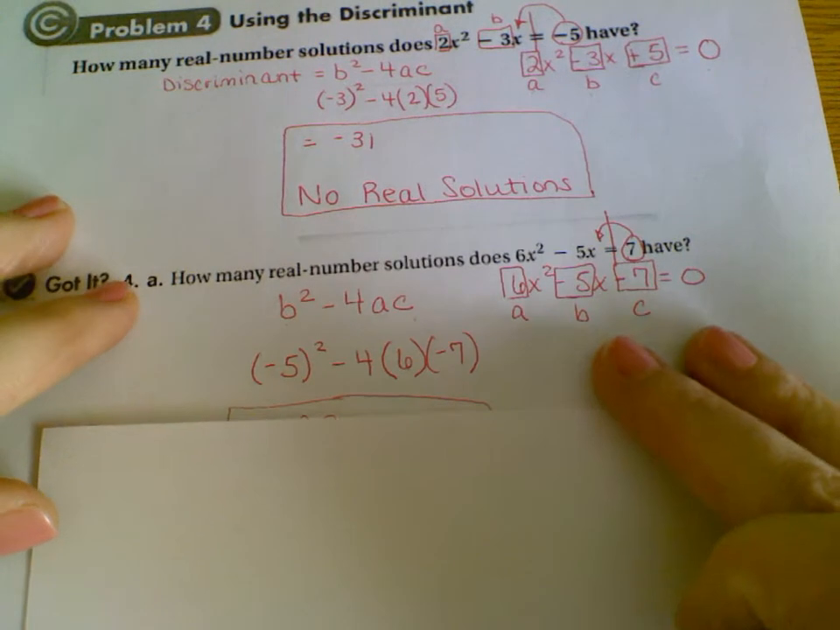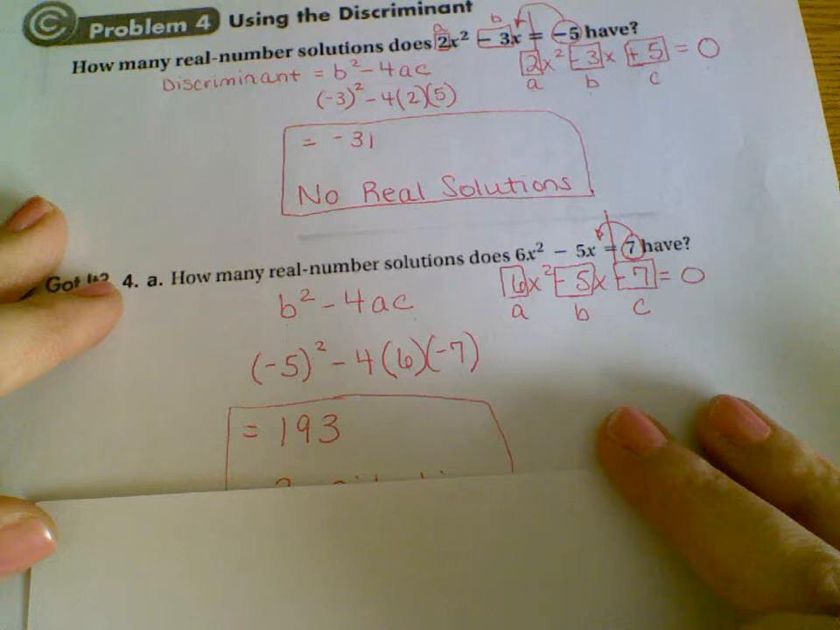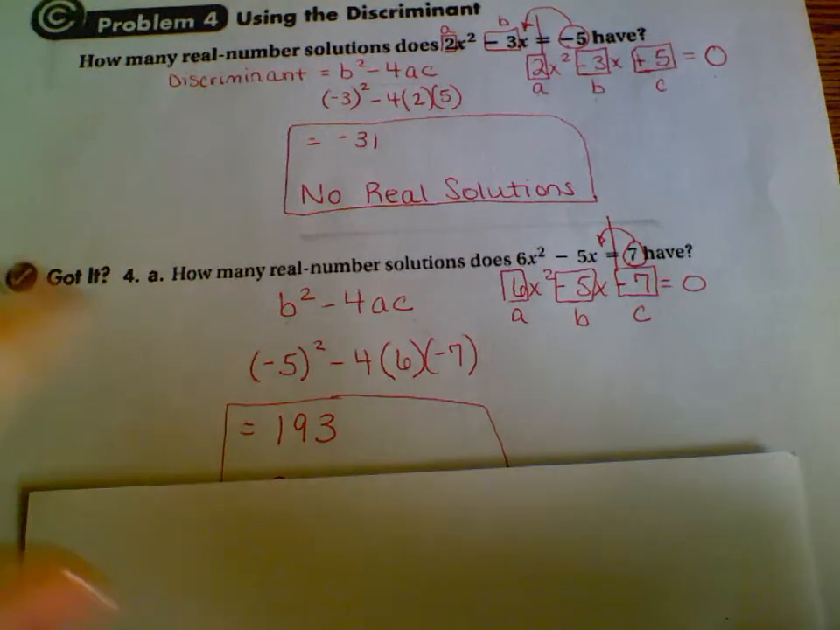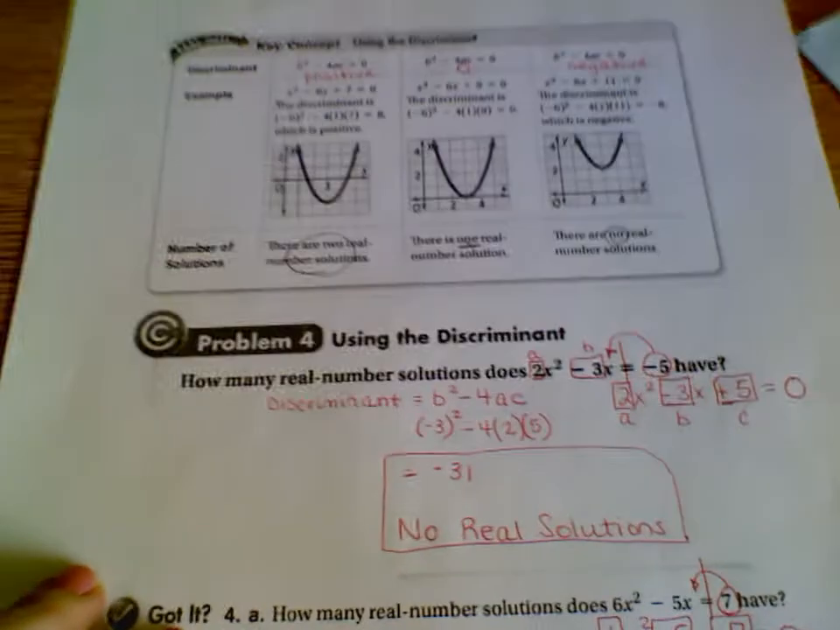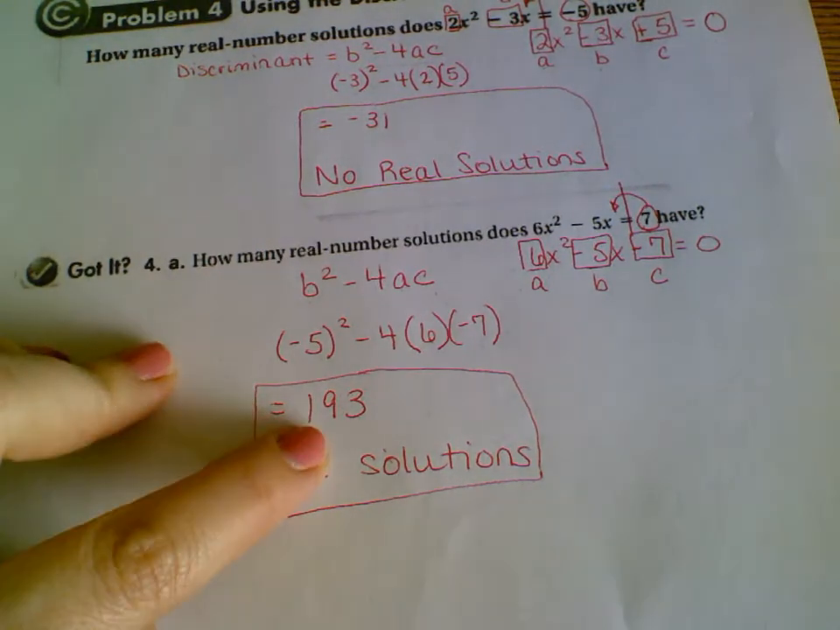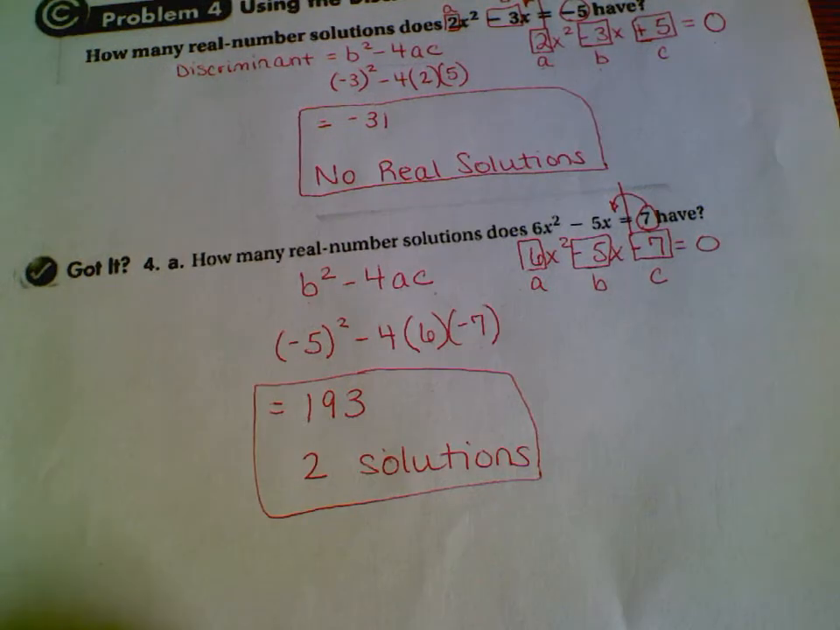Now I'm going to just type that into my calculator, making sure I have correct parentheses, and you should be getting a positive 193. So that's my discriminant number. Since it's positive, up here at the top, it tells me if I'm positive that I'm going to have 2 solutions as my answer. So therefore, my answers are 193 and then 2 solutions.